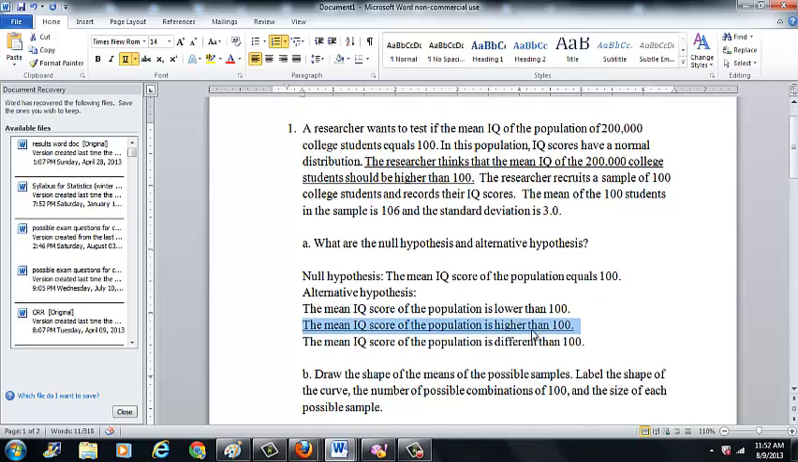So we're actually doing a right-tailed test, because if a person predicts that the mean IQ score, the population mean, is above the value being tested, that's a right-tailed test. If the person expected the population mean to be below the value being tested, it would be a left-tailed test. And if the person simply wasn't sure whether the mean IQ would be higher or lower than this number being tested, it would be a two-tailed test.